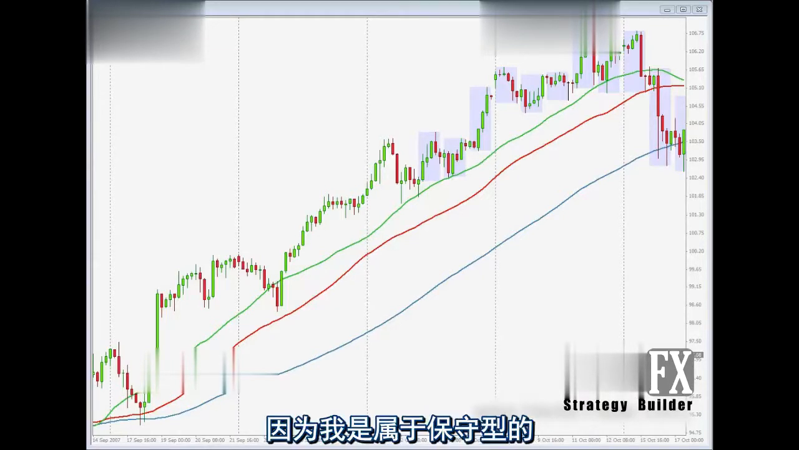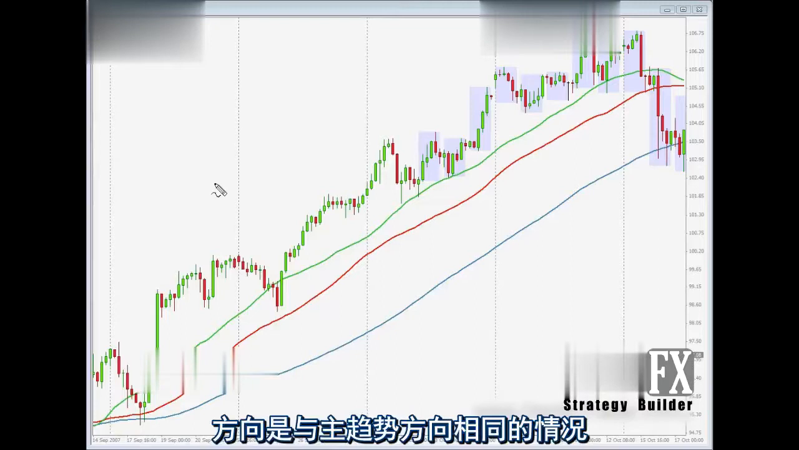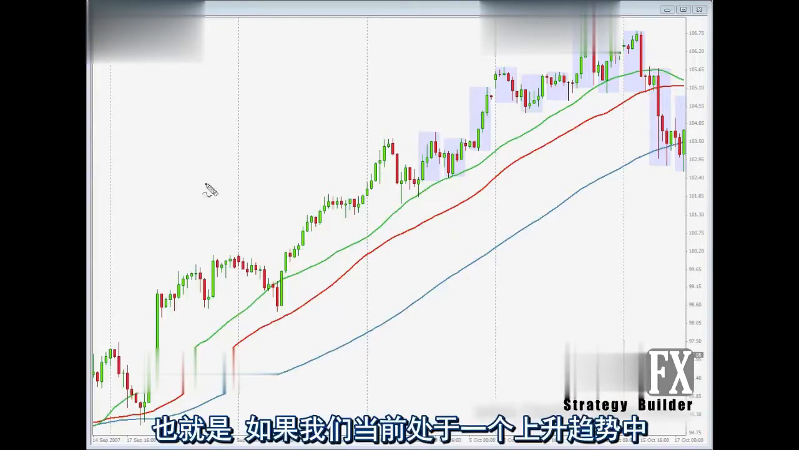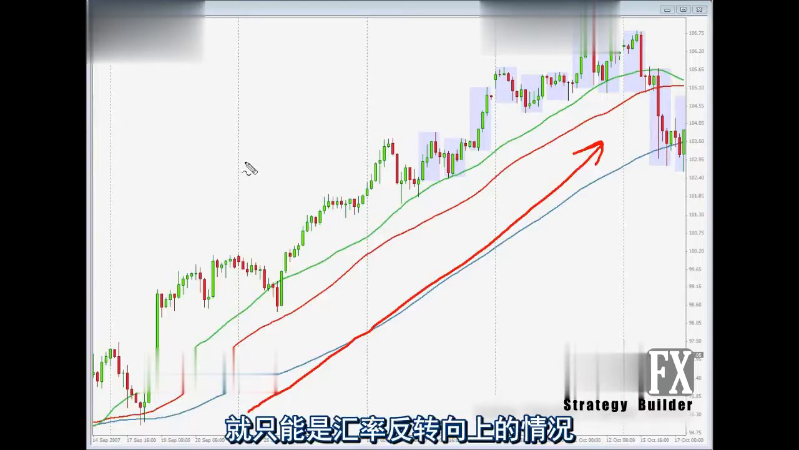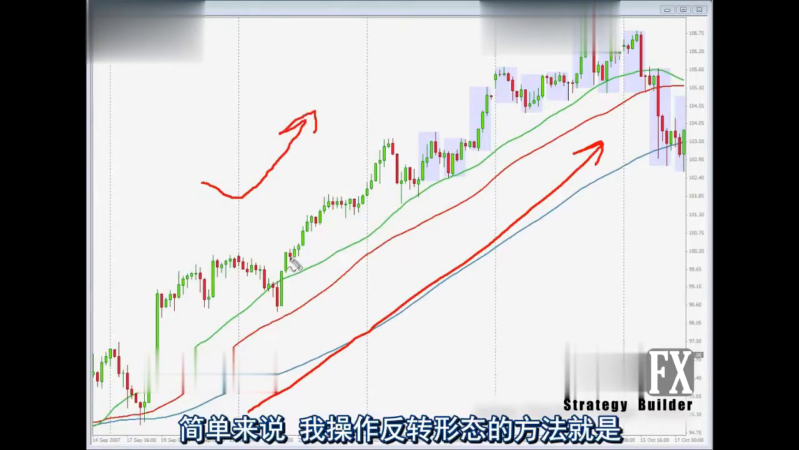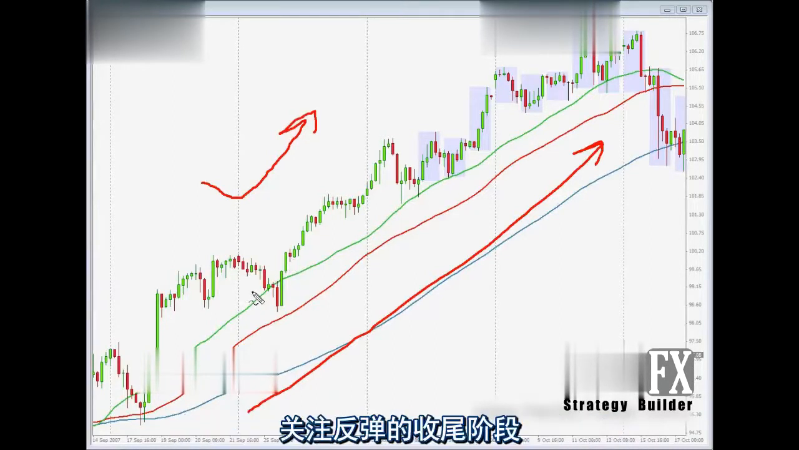Since I am a conservative trader, I'm only going to be taking those reversal formations that indicate that price might be turning around in the direction of the main trend. Meaning that if we have an uptrend, such as in this case, I'm only going to be taking 1, 2, 3 formations, or actually any reversal formation that might indicate that price is going to turn around to the upside. Okay, basically the way I treat reversal formations is at the end of a retracement of a swing.